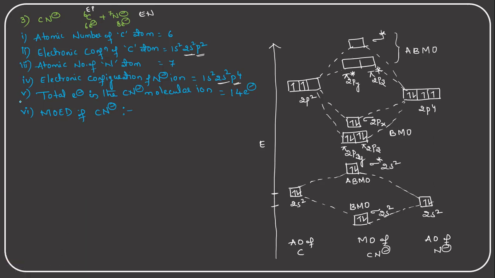The next point is, after constructing the molecular orbital energy level diagram of cyanide minus ion, immediately we have to write the electronic configuration of cyanide minus molecular ion. Cyanide minus molecular ion. For this I am taking another color.